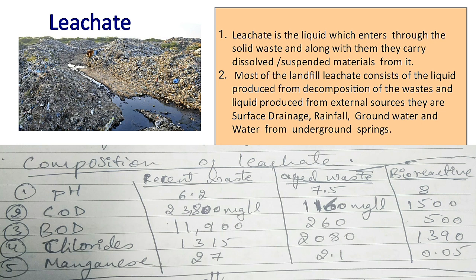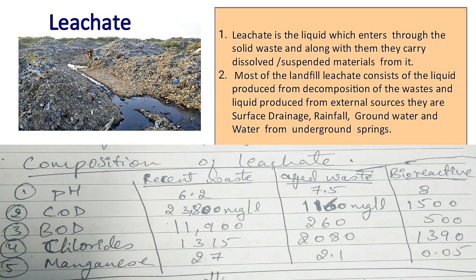And aged waste is nothing but waste where the reaction goes stable in nature, that is, the biological activity gets reduced, so it attains some saturation level. Okay, it can't decompose further. At that time, what are the pH, COD, BOD, chlorides, manganese, etc.? And what is this bioreactive thing? Okay, we should know that.